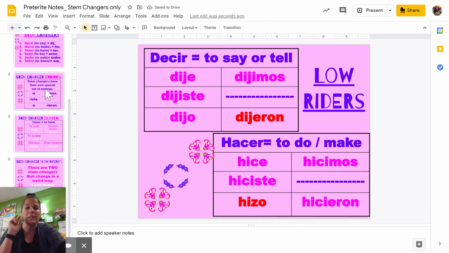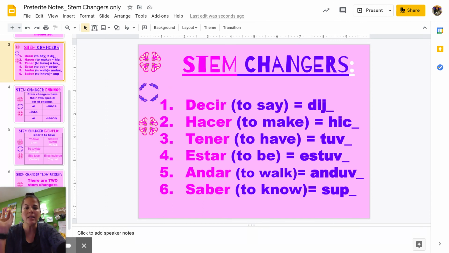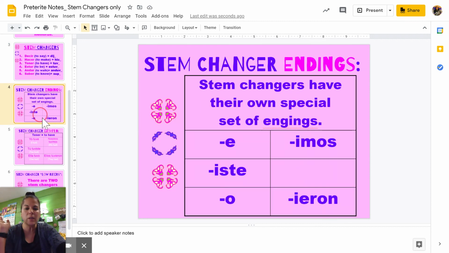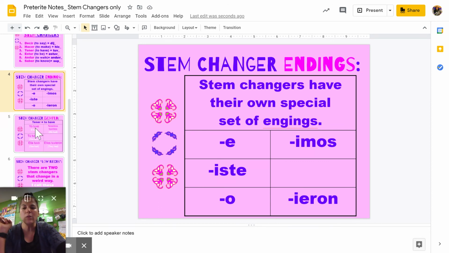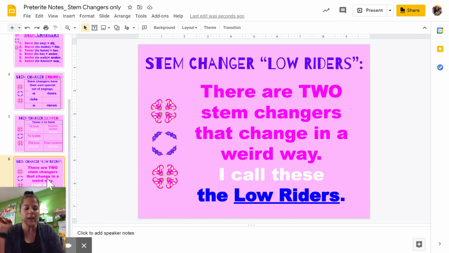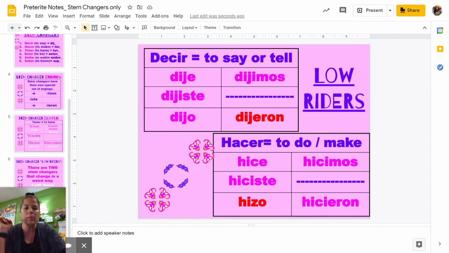So just remember you have 6 stem changers. They change to d, hic, tuv, estuv, anduv, and sup. They have their own special set of endings that are a combination of the AR and the ER-IR endings. And then you have the lowriders that do their own thing on the bottom row. They're both on the bottom, so that's why we call them lowriders. We have our pirate verb, it loses an I, arg, and then we have hizo, not hico. And so that's it, and that is all you need to know for the preterite.